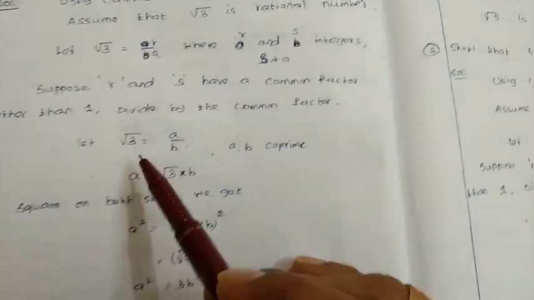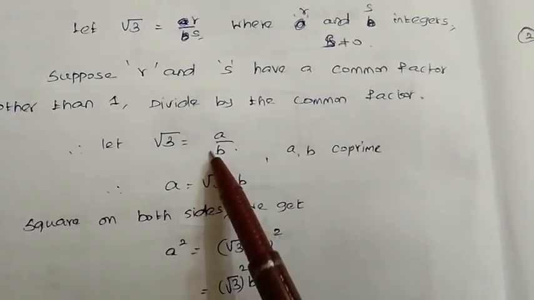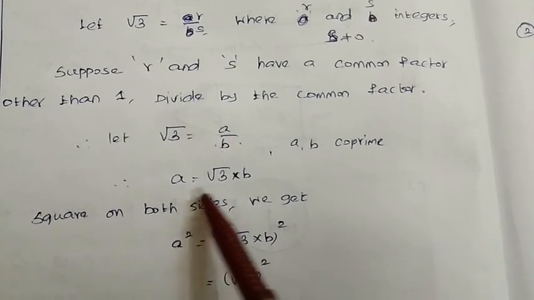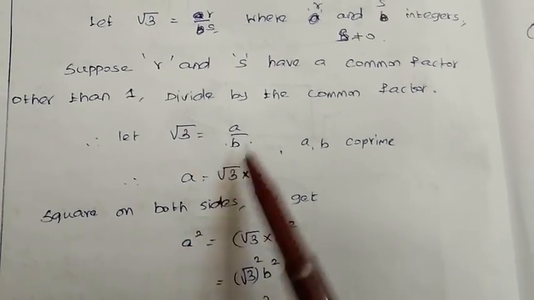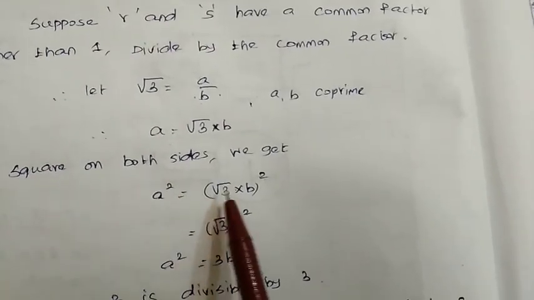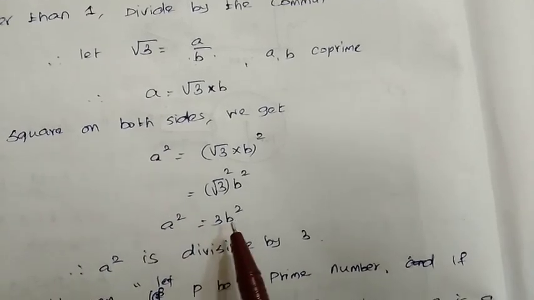So now we write root 3 equals a by b, where a and b are coprime. Now, using the product, we write root 3 into b equals a, that is, a equals root 3 into b. Squaring on both sides, we get a squared equals root 3 into b the whole squared, that is root 3 squared into b squared. So a squared equals 3 into b squared.